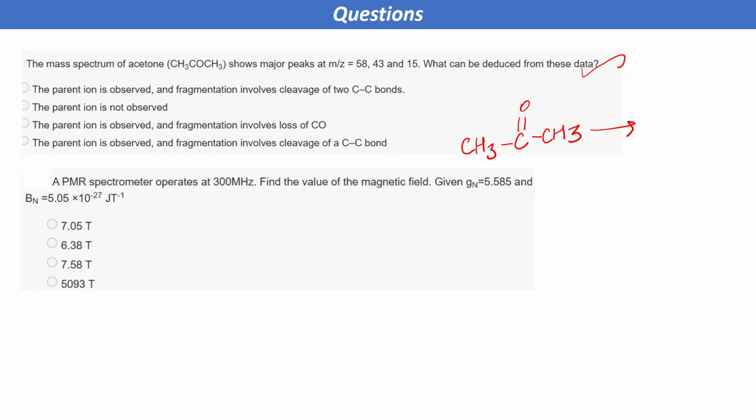In the previous session we made one table, in which we told what the value is for the sp3 hybridized carbon, sp2, sp. That table you should remember. Then what should be the value for alkyne? Alkyne, sp.